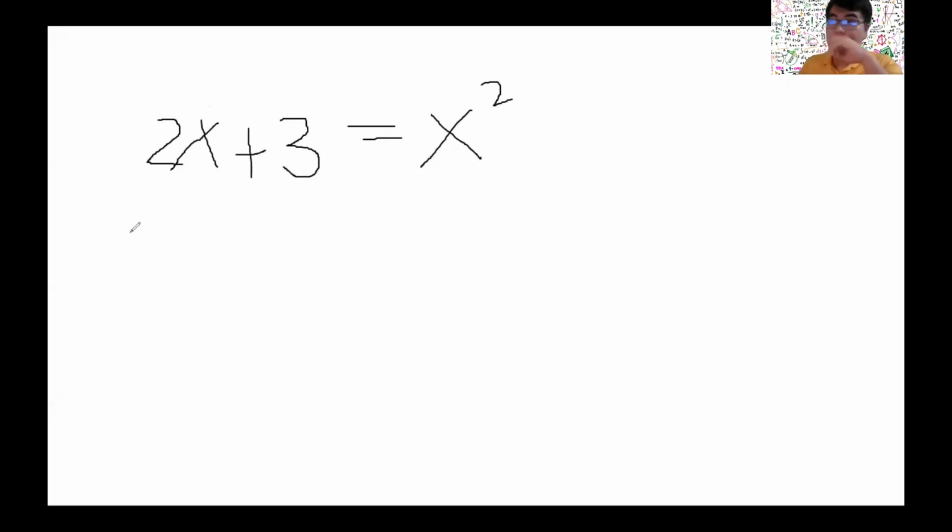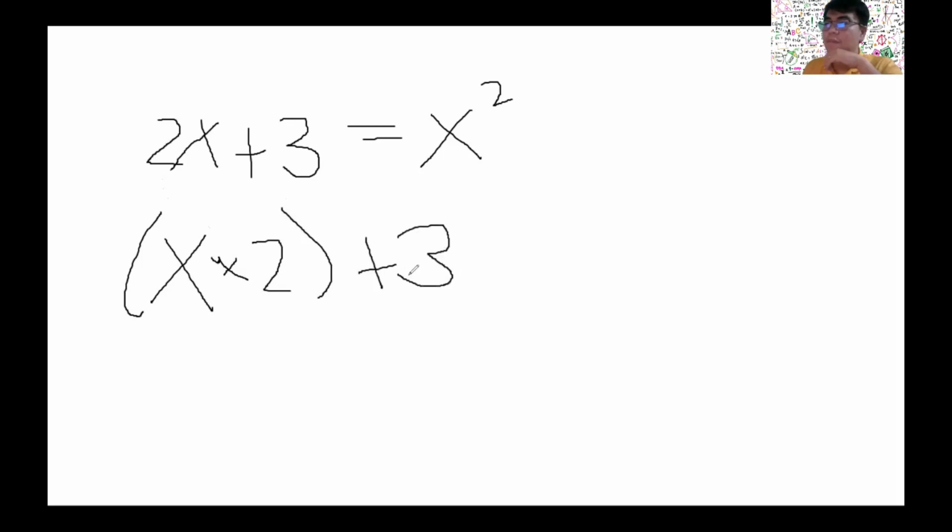Again, is there a number? We don't know what it is, so we make it X. In which doubling it, we multiply that with 2. And adding 3 would be equal to squaring. See? That is how we rewrite English statements into mathematical language.